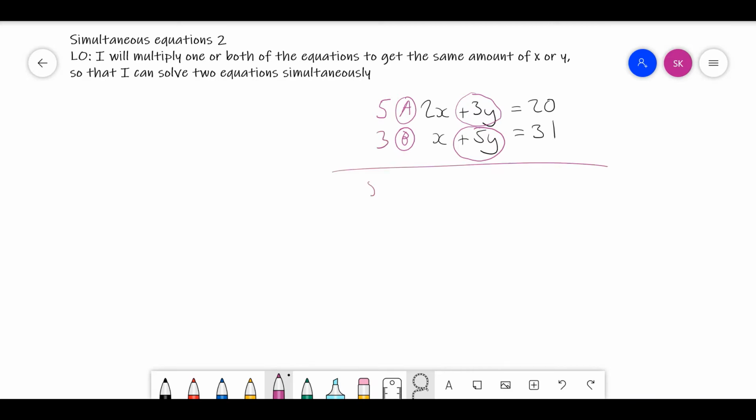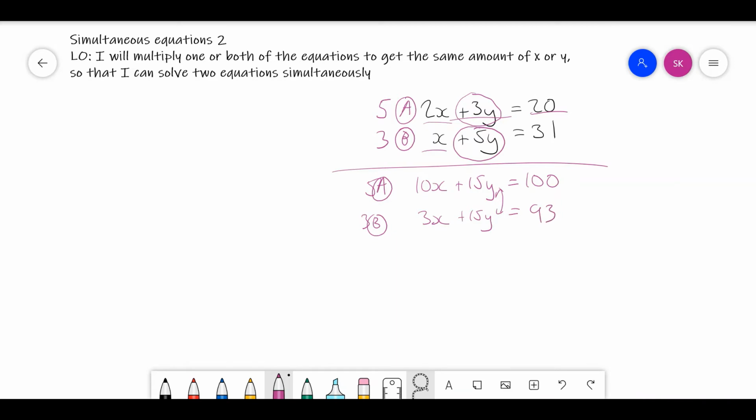That would give me 5A: 2x times 5 is 10x, 3y times 5 is 15y, 20 times 5 is 100. And then 3B: 3 times x is 3x, 3 times 5y is 15y. Great, now they're the same. Now I can eliminate them. 3 times 31 is 93.